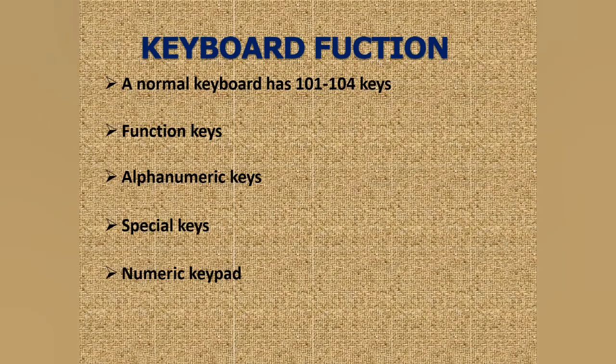Now we'll see the functions of the normal keyboard. A normal keyboard has 101 to 104 keys, which are distributed in 5 categories. They are function keys, that is F1 to F12. Each has various activities to do in the computer. Say for example, with F5 we can refresh the computer. And the second one is alphanumeric keys, which start from A to Z and numbers from 0 to 9, which means the combination of alphabets and numbers.